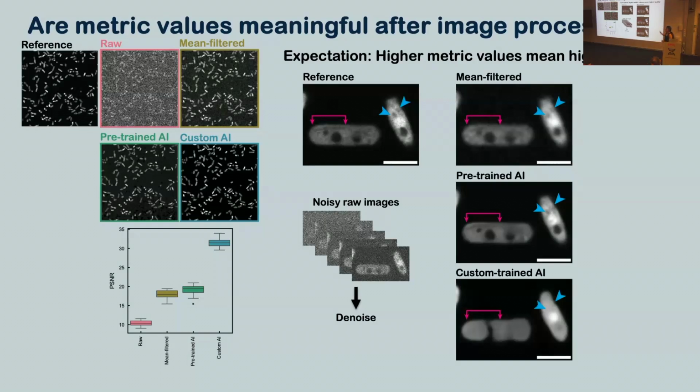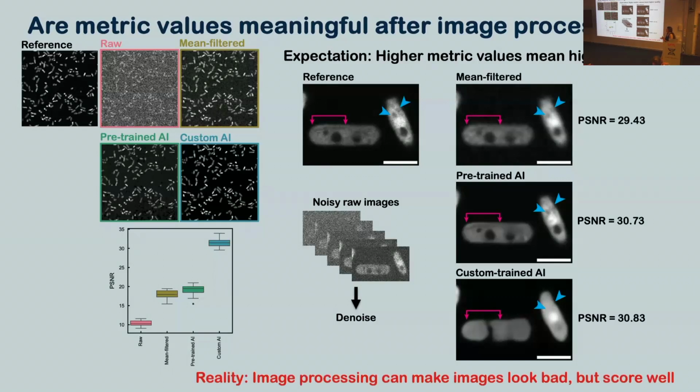So we've got 3 processed images with 3 different qualities. You'd expect them to have different quality metric values, but if we compare each of these images to our reference image, they all have the same peak signal to noise ratio, which is insane. And this seems to be a real feature of these quality metrics. Any kind of image processing seems to improve the quality metric values, even if the images themselves end up looking worse.